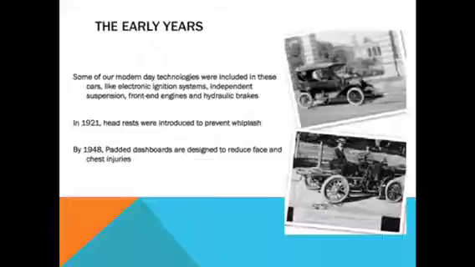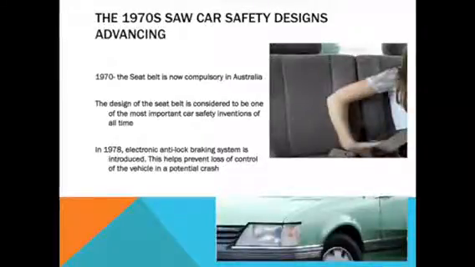By 1948, padded dashboards were designed to reduce face and chest injuries for the driver and front passenger in a front-on collision. The 1970s saw car safety designs advancing. In 1970, the seatbelt became compulsory in Australia. To this day, the design of the seatbelt is considered to be one of the most important car safety inventions of all time. In 1978, the electronic anti-lock braking system was introduced. This reduces skidding when a driver brakes heavily and helps prevent loss of control of the vehicle in a potential crash situation.